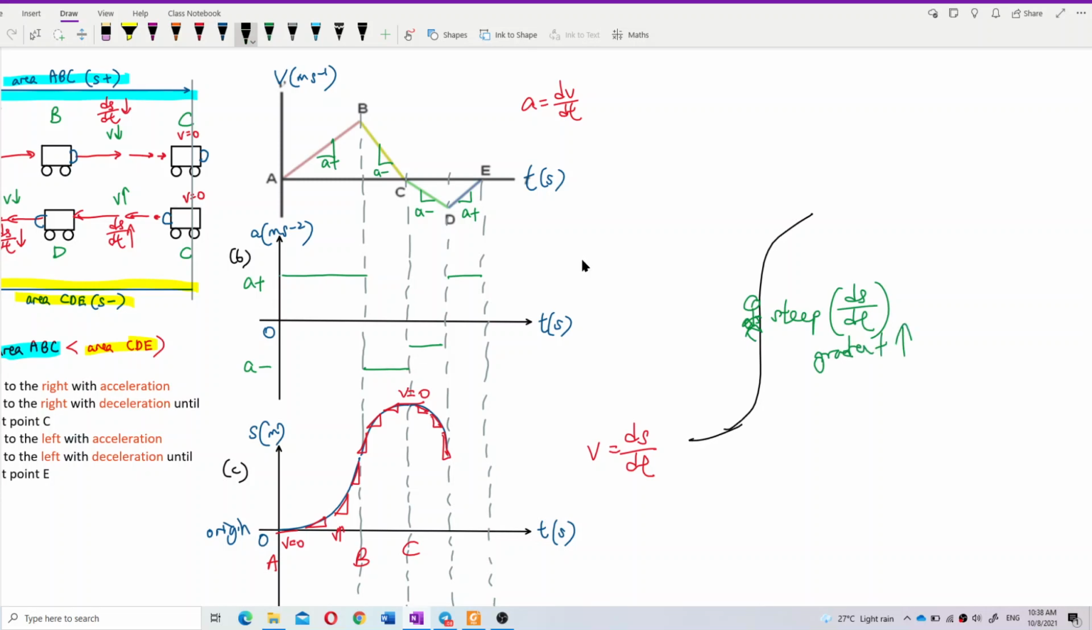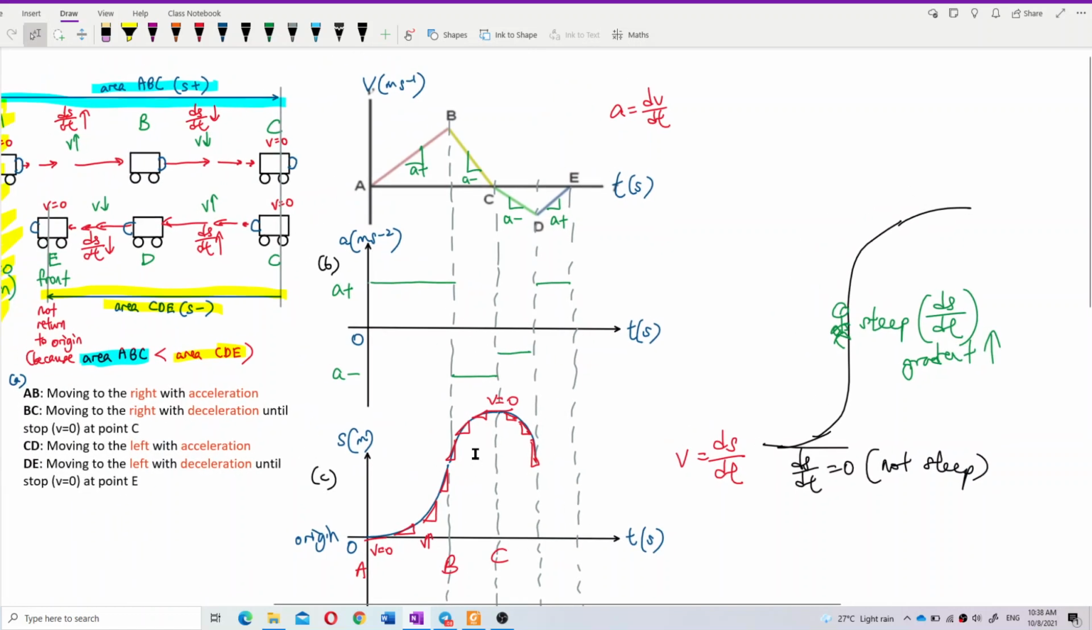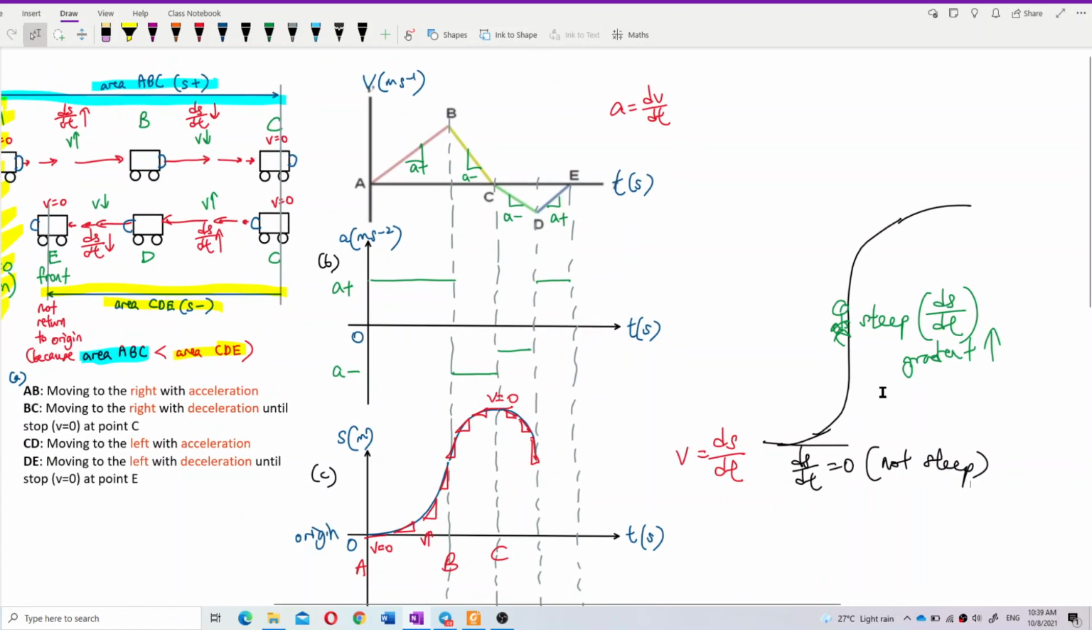If it is like this, the ds/dt is 0. Over this part, the gradient is not steep. Over here is safe. But this part is very steep, very high gradient, very dangerous. So this is very high gradient over here. Understand? Very high gradient. So here is very high gradient.